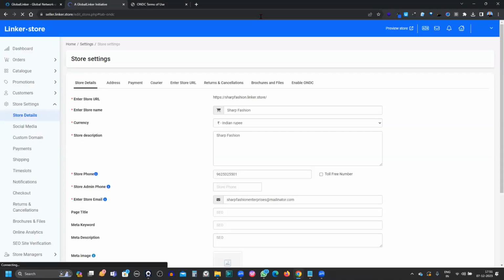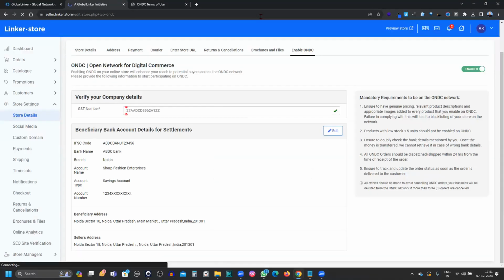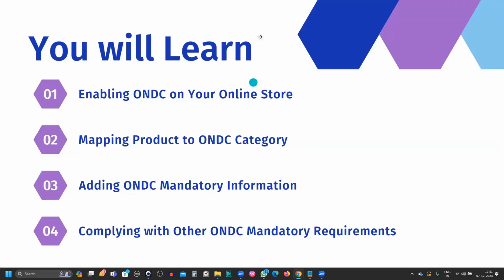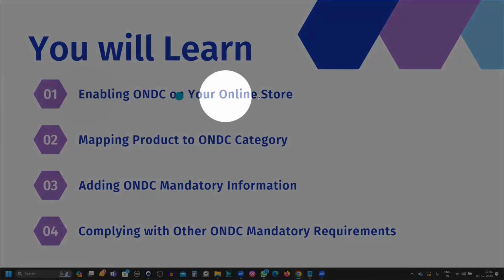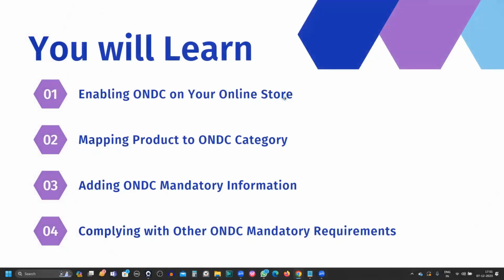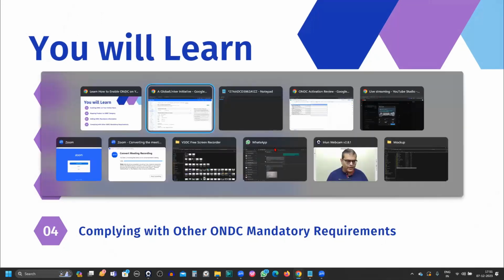You have seen the congratulatory message. If I circle back very quickly to the presentation I was showing you, this is where we have completed step number 1. So far, it is a very easy thing, and you'll be able to do that in less than 5 minutes. Now we are moving to slightly more complex stuff, and that is mapping your products to the ONDC category. Let's see how it is done.